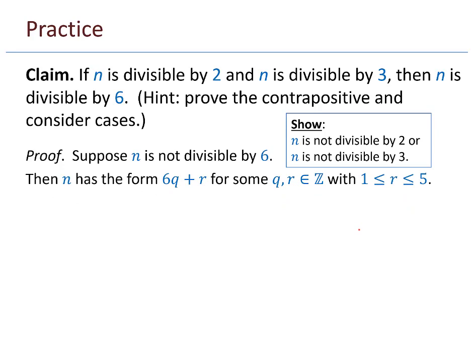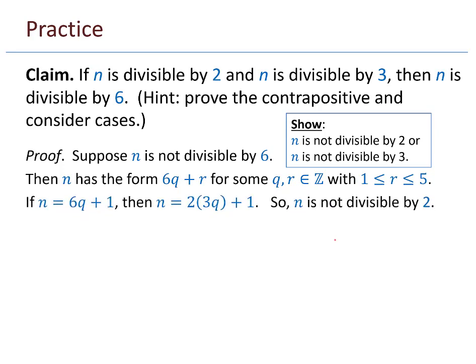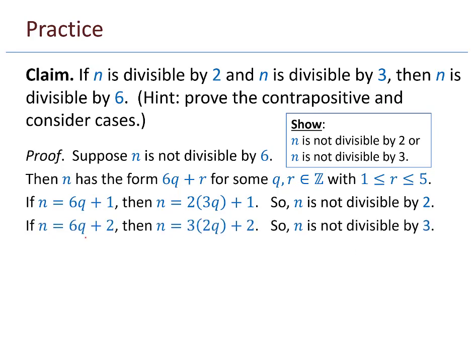Well, if n is not divisible by 6, then n has the form 6q plus r, where q and r are integers, and the remainder r is from 1 to 5. I'm not allowing the possibility that r equals 0. So I have 5 cases to consider, and I'll try to put these concisely each on one line. If n equals 6q plus 1, then n equals twice a number plus 1, so n is not divisible by 2. If n is 6q plus 2, then I can factor 3 out of the 6q and get 3 times an integer plus 2, so n is not divisible by 3.